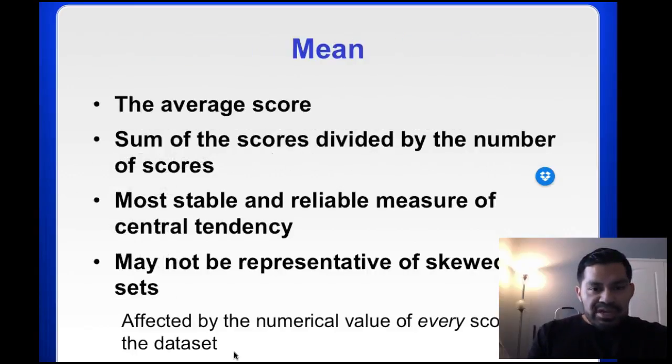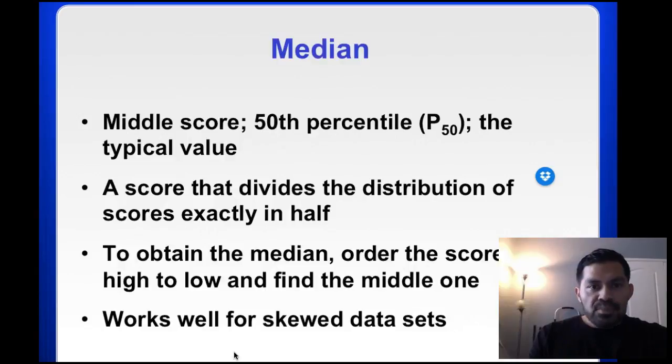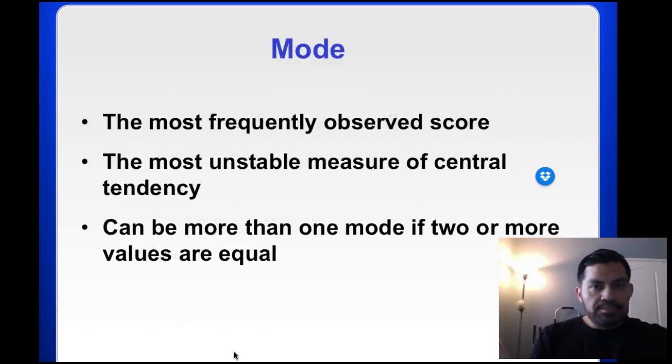The mean would just be the average score. The median is the middle score, so right at the 50th percentile. And then mode would be the most frequently observed score. So each of these have a very unique characteristic. So for example, the mean is just the average, which means that every score in that set would affect the whole average.